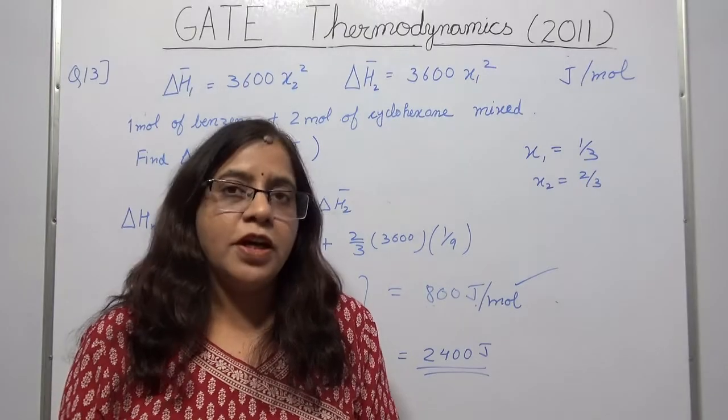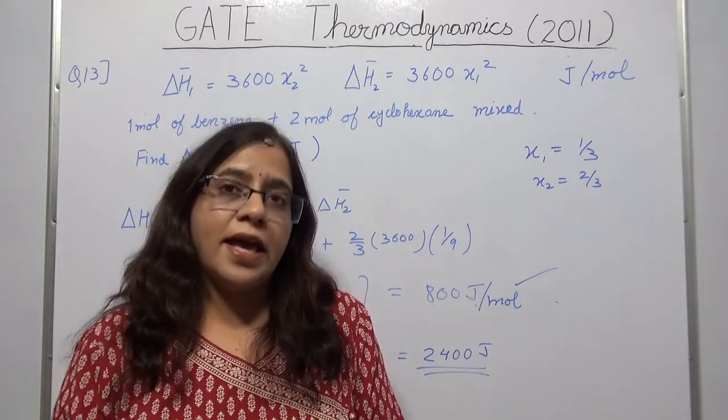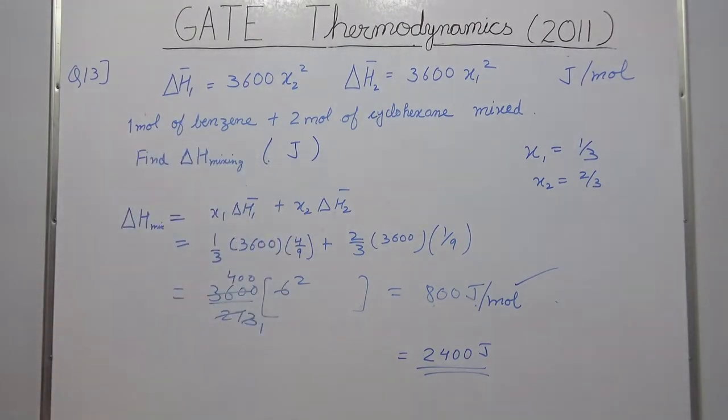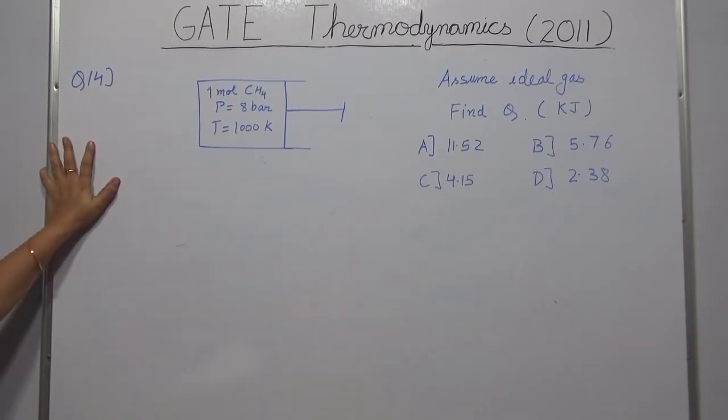So whenever you are solving a problem, also see what units they are asking you the answer in. In this case 2400 joules was the correct answer, and that was option B in the given scheme. So the next problem which I am going to take is question number 14.